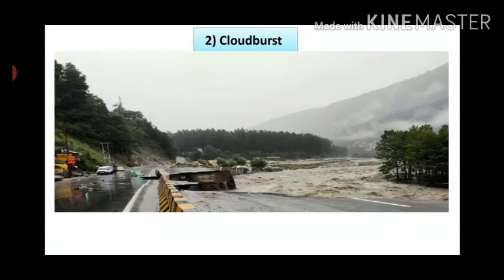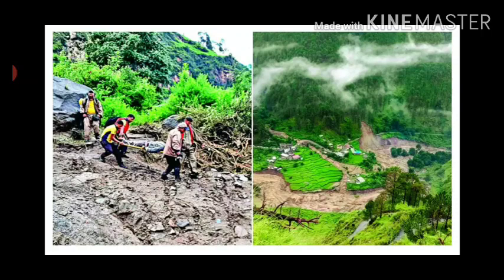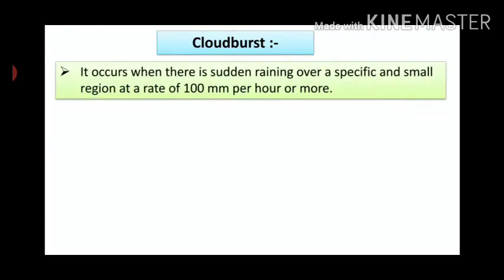Now next we will see, that is cloud burst. You must have heard someone saying, "Arey, it was raining very heavily as if the cloud has burst." Cloud burst means very heavy rain, as if a cloud has burst. See, so you can see in the pictures, heavy rain and all. Now what is a cloud burst? It occurs when there is sudden raining over a specific and small region at a rate of 100 millimeter per hour or more.